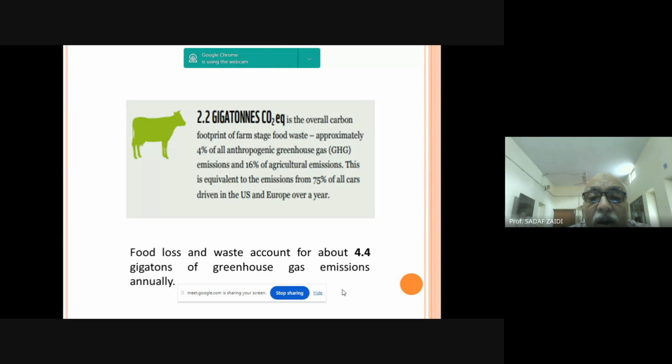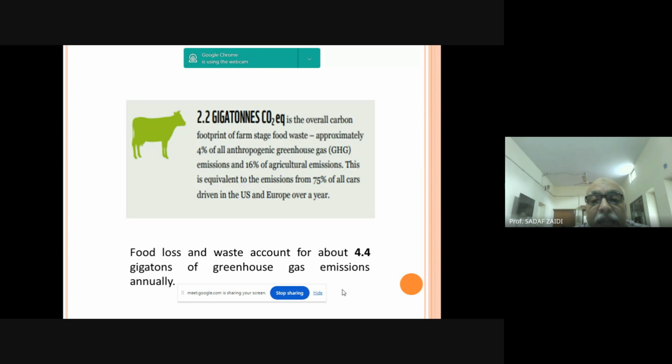So another comparison. 2.2 gigatons of carbon dioxide equivalent is the overall carbon footprint of farm stage food waste. And it is about 4% of all the anthropogenic greenhouse gas emissions and 16% of the agricultural emissions, and this is equivalent to the emissions from 75% of all the cars driven in Europe and USA over a year.